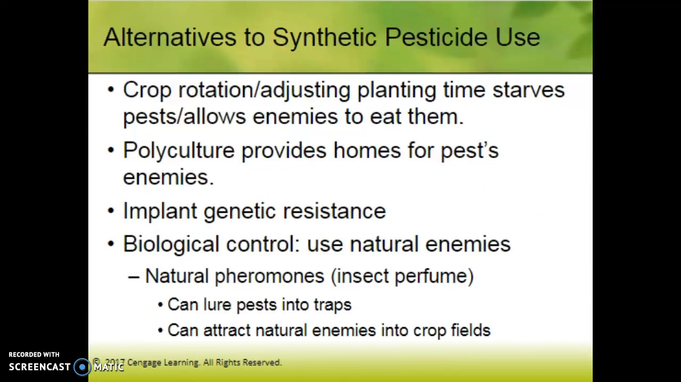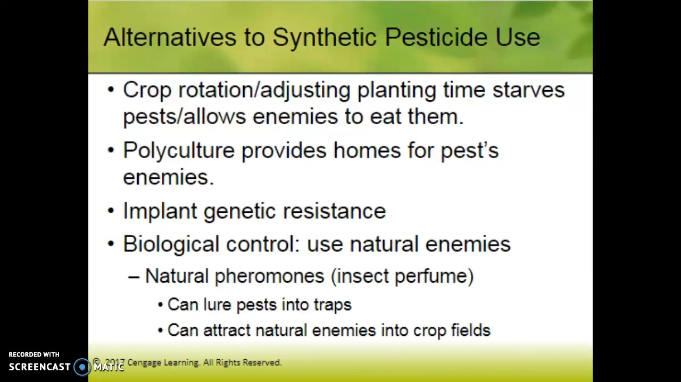So what can we do? How can we reduce our pesticide use and not lose all those advantages? Because they did do some really great things. We can rotate crops, that helps. So if we adjust our planting time, if we stagger it, we don't plant the same time every year, or if we don't plant all of our fields at the exact same time, both of those are going to basically starve out the pests and allow enemies to eat them. Polyculture is going to provide a home for pests' enemies. There are some plants that you can companion plant. They're going to attract things that eat pests for another plant. That's something that absolutely can happen in a backyard garden even.